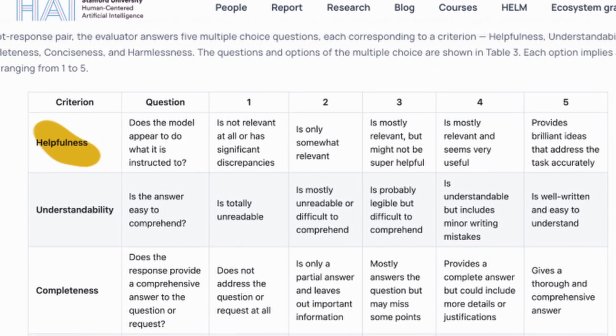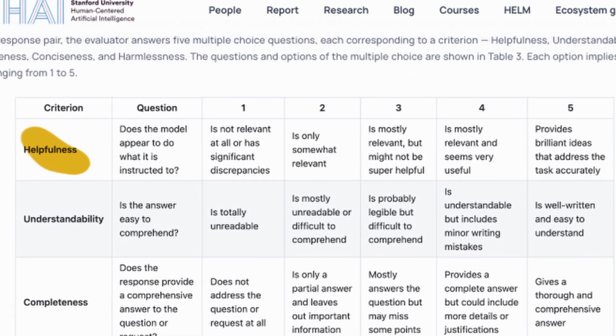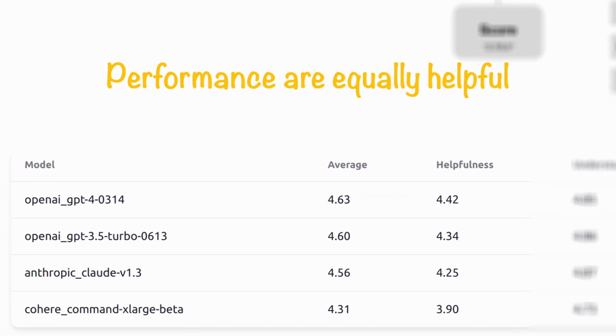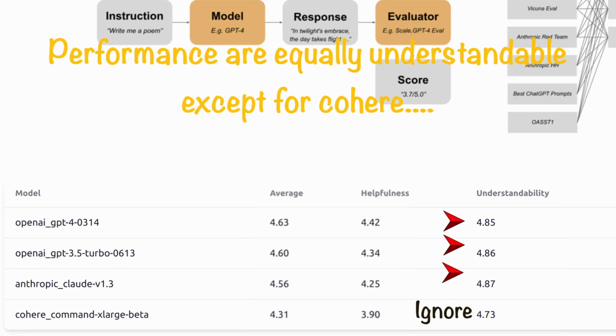To start with is helpfulness. Helpfulness is all about how useful an AI response is in solving your problem. It's graded with a rating of 1 to 5. The models are equally helpful here. Understandability measures how clear and how easy the AI response is to read. The models are equally understandable here.